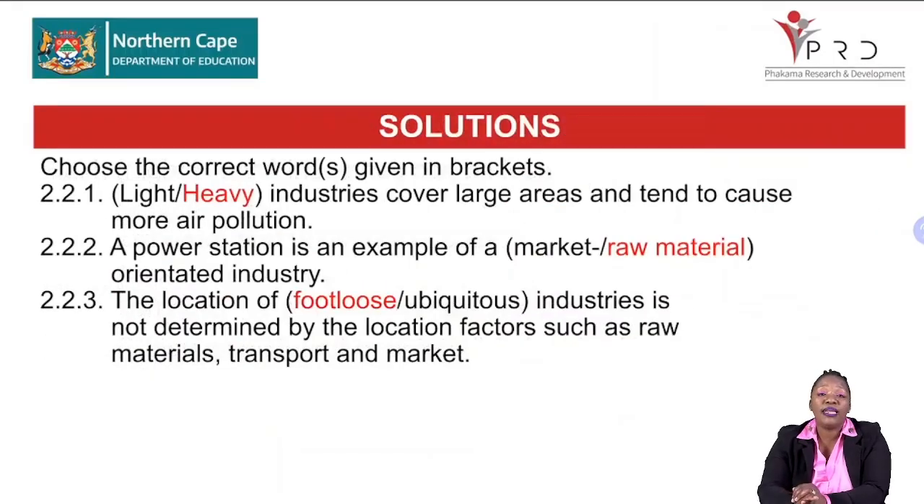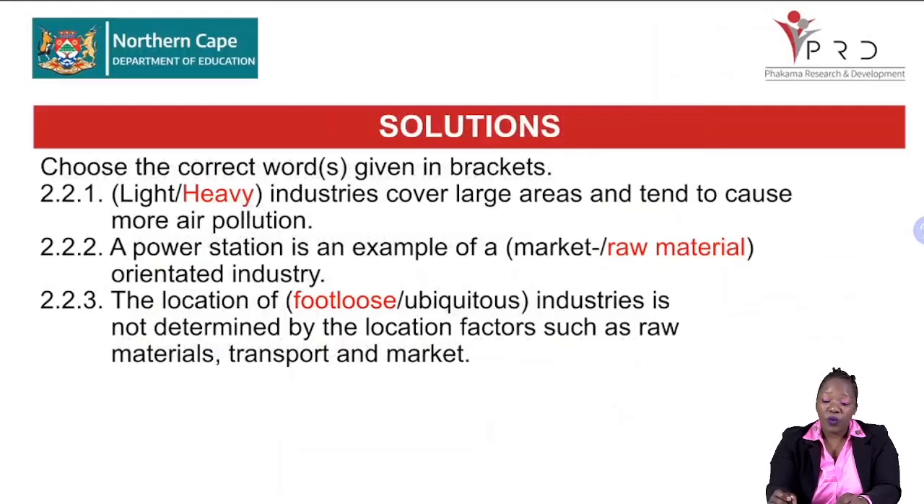Girls and boys, I believe that we are done. So let us look at our solution. So our first question, we were supposed to choose between the light as well as the heavy. But we are given that it covers the large area and it causes more pollution. So those are the characteristics of the heavy industry. Again, it's one of the reasons why the heavy industries are located in the outskirts, because they cover the large area, which means they take too much space, and most of all, they are causing more pollution, which means they need to be away from the people.